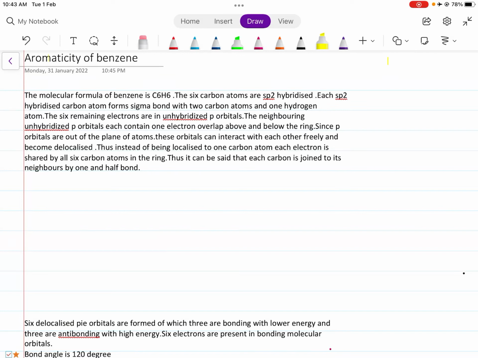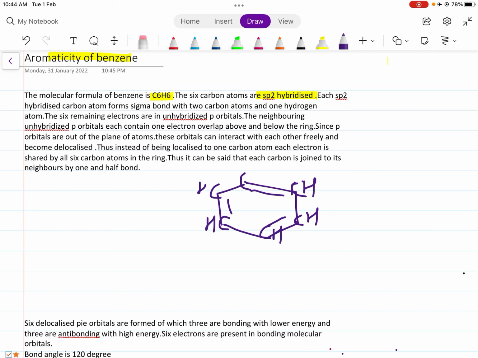Aromaticity of benzene. The molecular formula, we know, is C6H6. The 6 carbon atoms are sp2 hybridized. Why are they sp2 hybridized? Because, 1, 2, 3. So this is C, C, C, C, C, C, H, H, H, H, H, H.